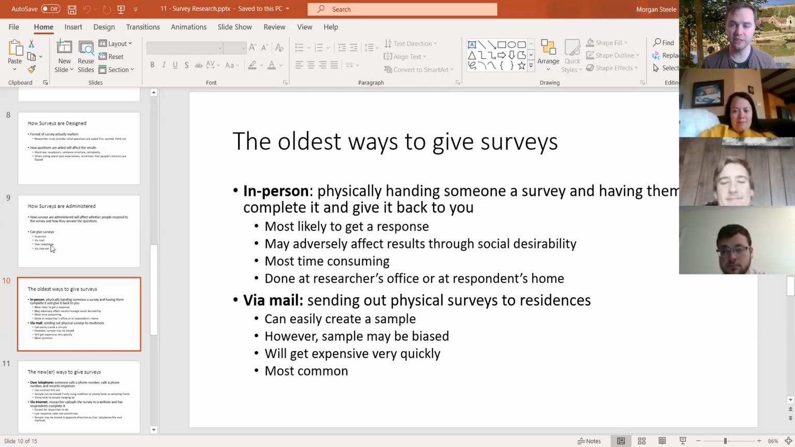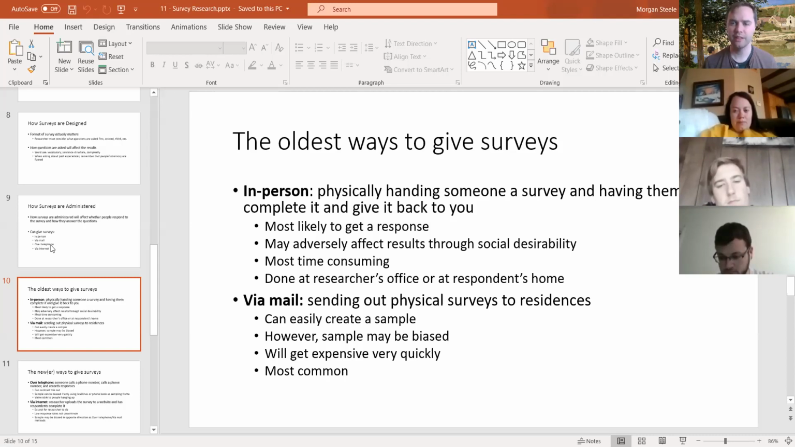And additionally, this is also the most time consuming because you have to have the researcher or a research assistant or someone in the research team physically in the room with the participants. So we're talking about a lot of time to get a big enough sample to actually be meaningful, to be representative of someone's views or population's views.